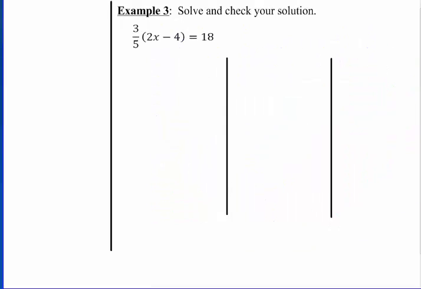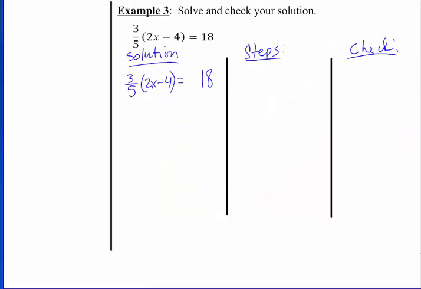Last example, copy down the problem. We have parentheses, and one of the methods that we had talked about for getting rid of the parentheses is to distribute. But if I try to distribute 3/5 into the parentheses, I'm going to end up with more fractions. So if distributing doesn't work out so nicely, we can multiply by the reciprocal. Remember, reciprocal means you flip the fraction. So you have a 5 on top and a 5 on bottom, so 5 over 5 is 1, 3 over 3 is 1, leaving us with just 2x minus 4.